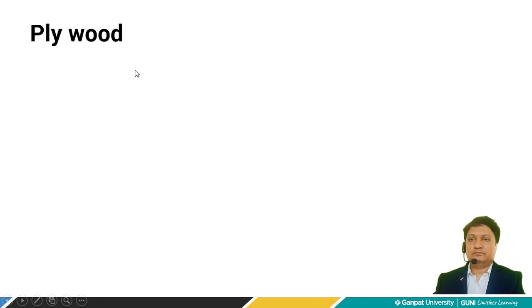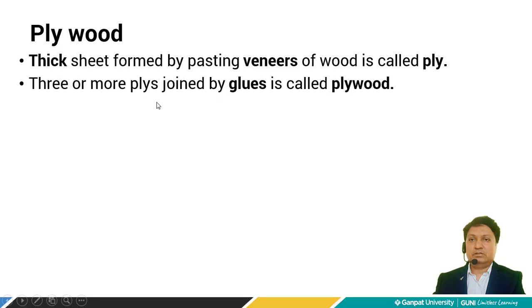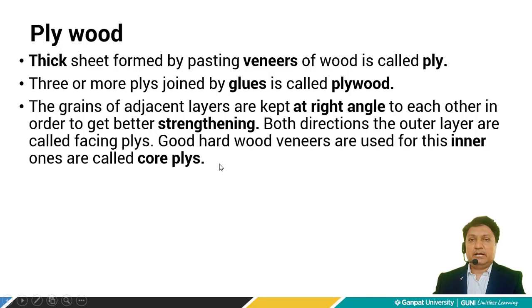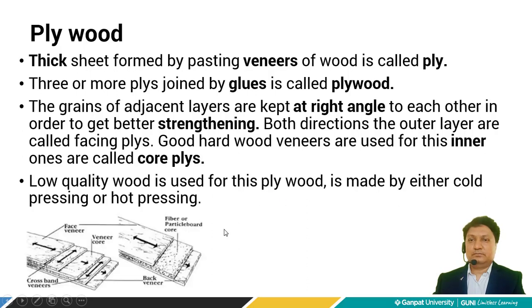Now the plywood. Thick sheet formed by pasting veneers of wood is called ply. Three or more plies joined by glue is called plywood. The grains of adjacent layers are kept at right angles to each other in order to get better strength in both directions. The outer layers are called facing plies. Good hardwood veneers are used for them, and the inner ones are called core plies. Low quality wood is used for the core. Plywood is made by either cold pressing or hot pressing. In this figure we can see the various directions of veneers in the cross section of plywood.